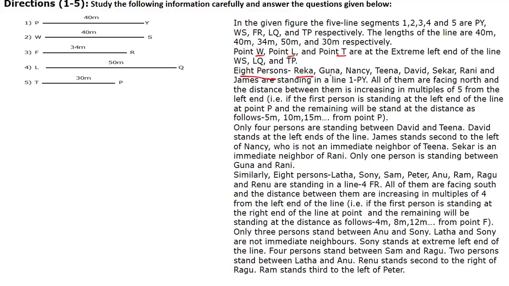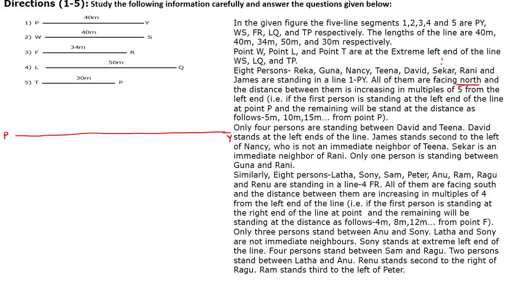8 persons, Rekha, Guna, Nancy, Tina, David, Shekhar, Rani and James are standing in line 1 PY. So see here friends, 8 persons' names are given. Those 8 persons are standing in line 1. Okay, so line 1 is PY, that is already said. This is point P, this would be point Y. Okay, all of them are facing north. So it is very clearly said that all of these persons are facing towards north direction.